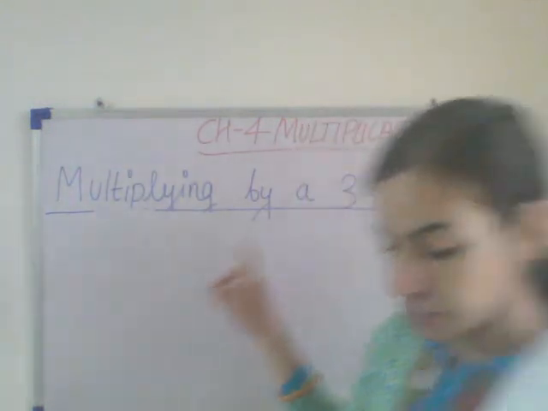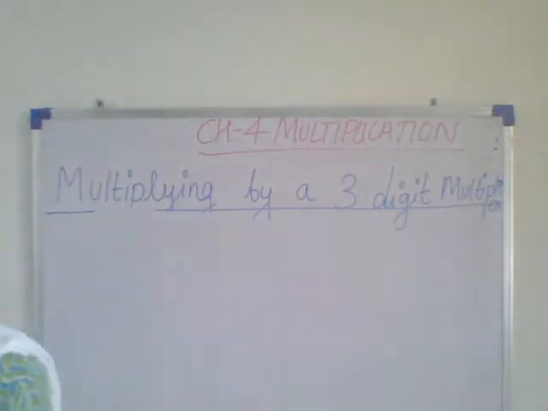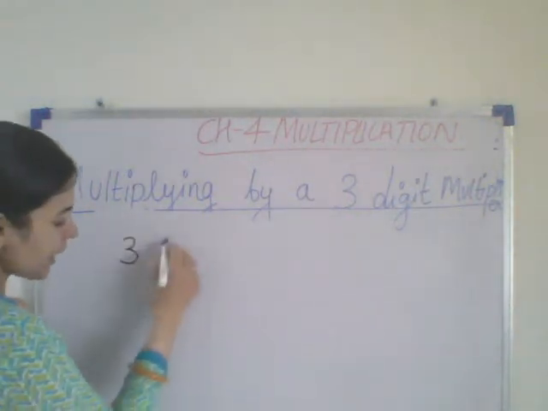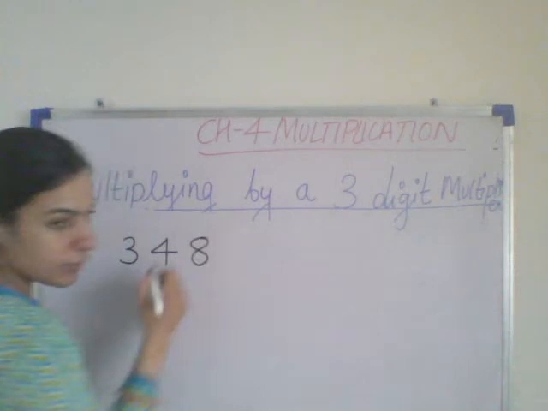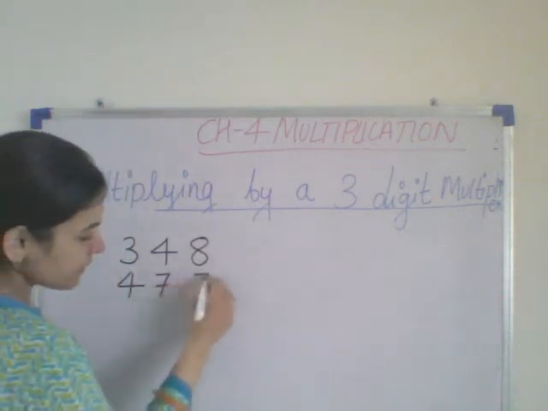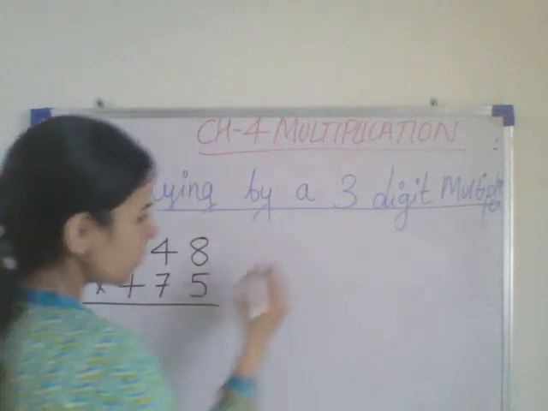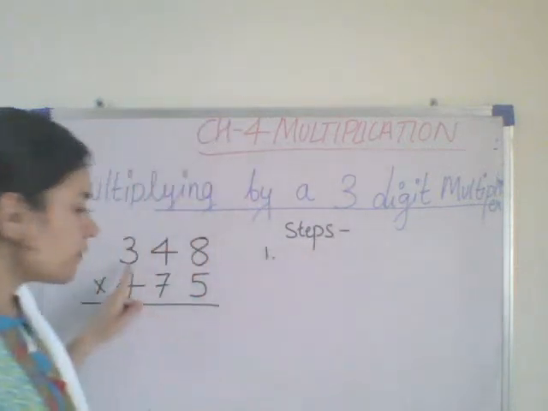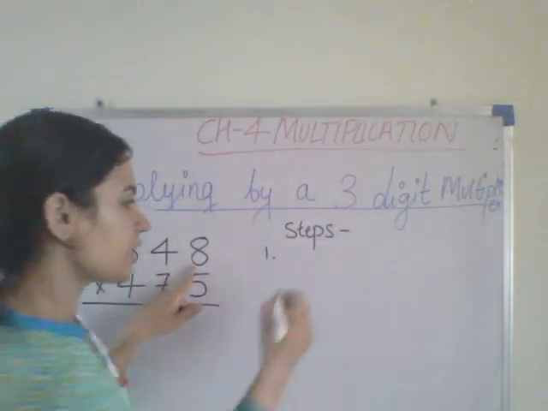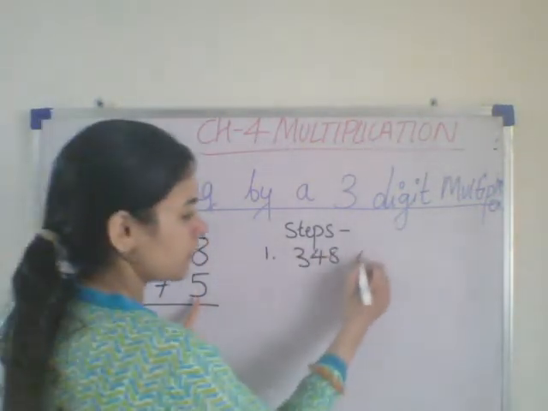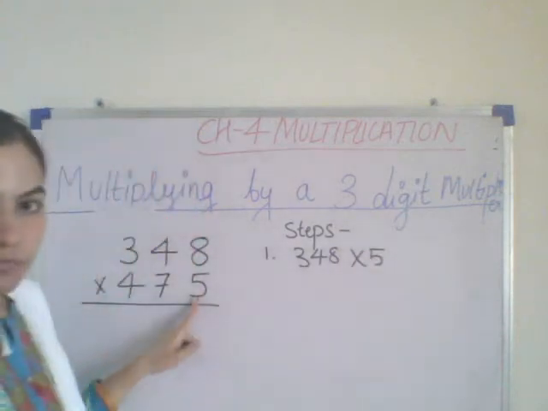Now we will be doing the problems related to the 3-digit multiplier. So I am writing here a problem. We have to multiply 348 with 475. So what are the steps for the multiplication? In the first step, we have to multiply 348 with 5. This is our first step.